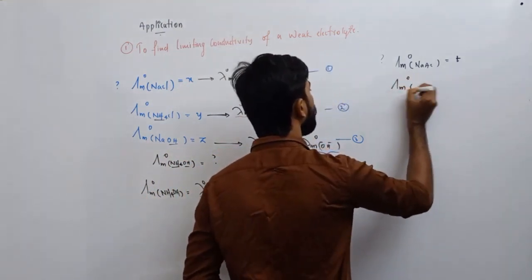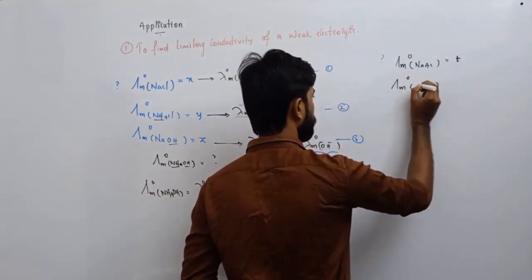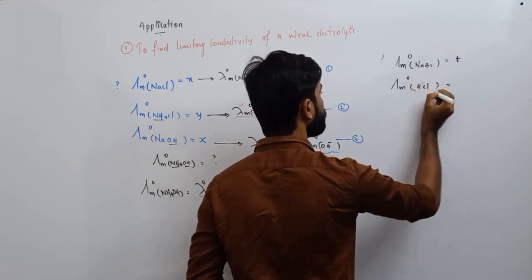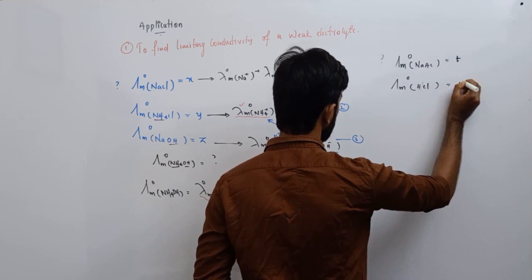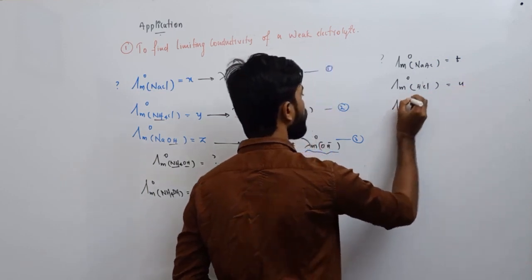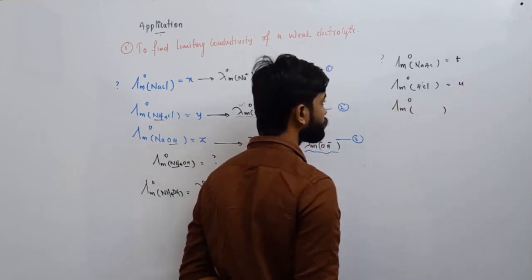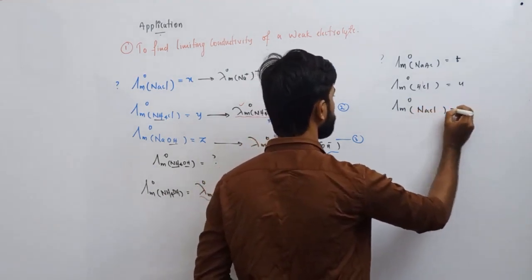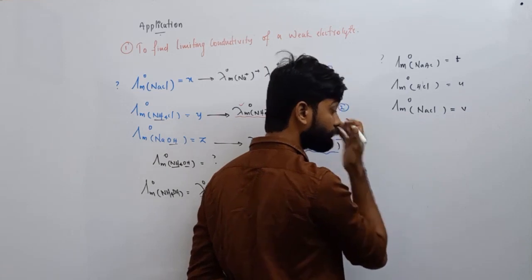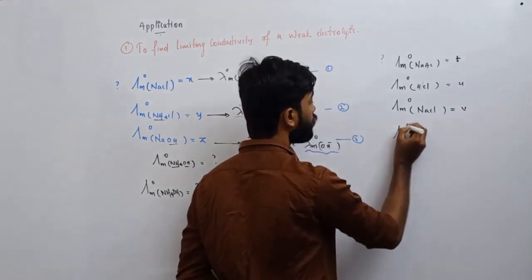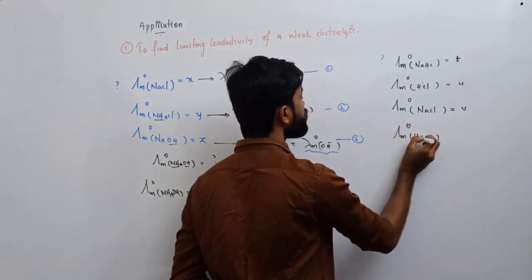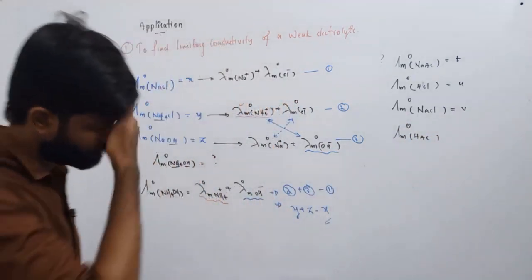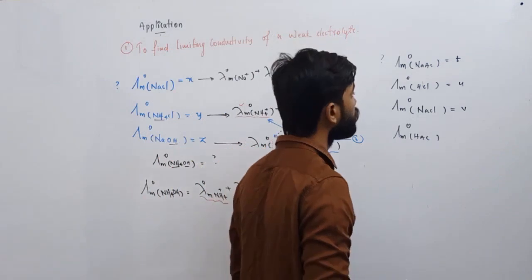Lambda m0 of HCl is U. Lambda m0 of NaCl is V. And you can find the lambda m0 of HAc. And HAc is a weak electrolyte. Ready? How can we find that?